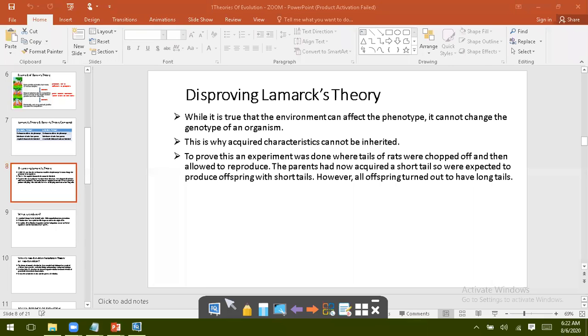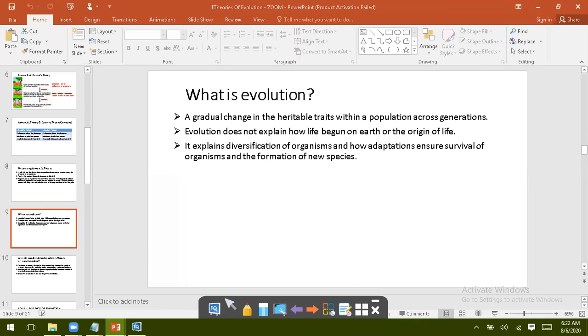All right, so then what is evolution? It is a gradual change in the heritable traits within a population across generations. And evolution does not try to explain how life began. That's a different idea altogether. However, it explains the diversification of the changes in organisms over time due to adaptation of organisms as environments change.